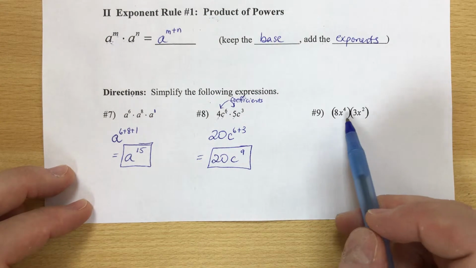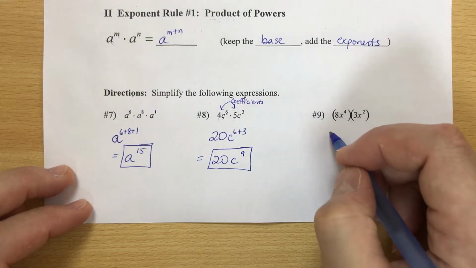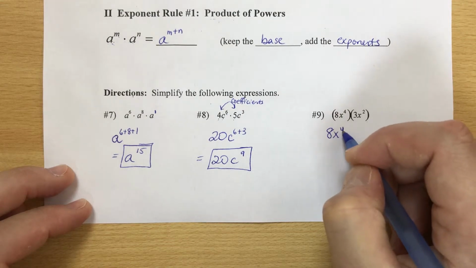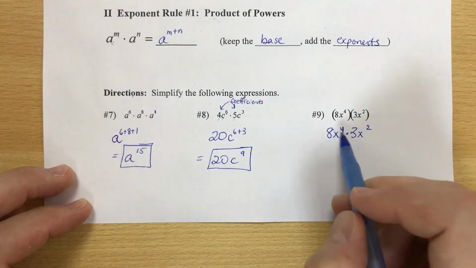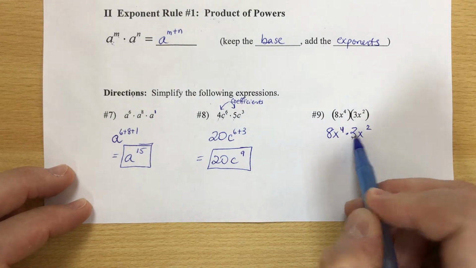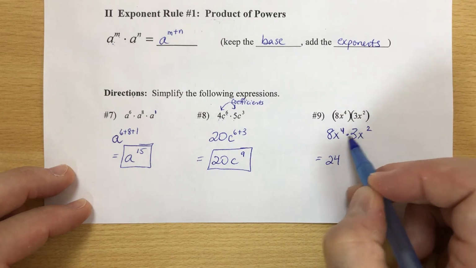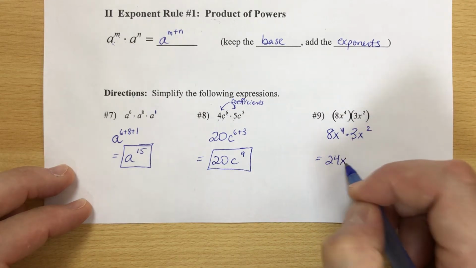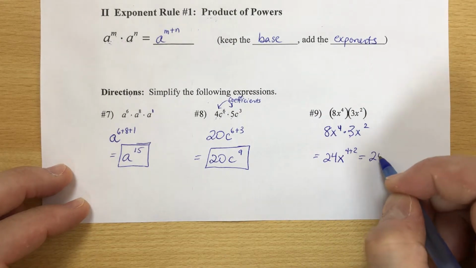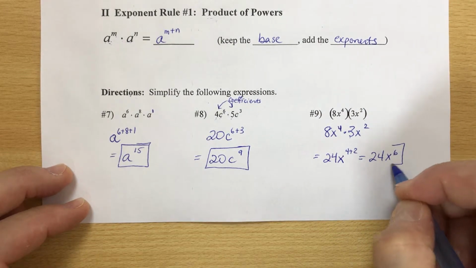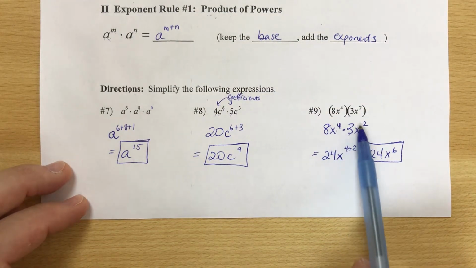Now number 9, okay, when you have parentheses next to parentheses, that's also multiplication. Now you don't need to do this, but I'm going to write it out with a little times symbol. Multiply the coefficients. 8 times 3 is 24. Now when we multiply x's, we keep the base, keep the x, add the exponents, and we get 24x raised to the 6th. Now when you do this, you don't have to write 4 plus 2.